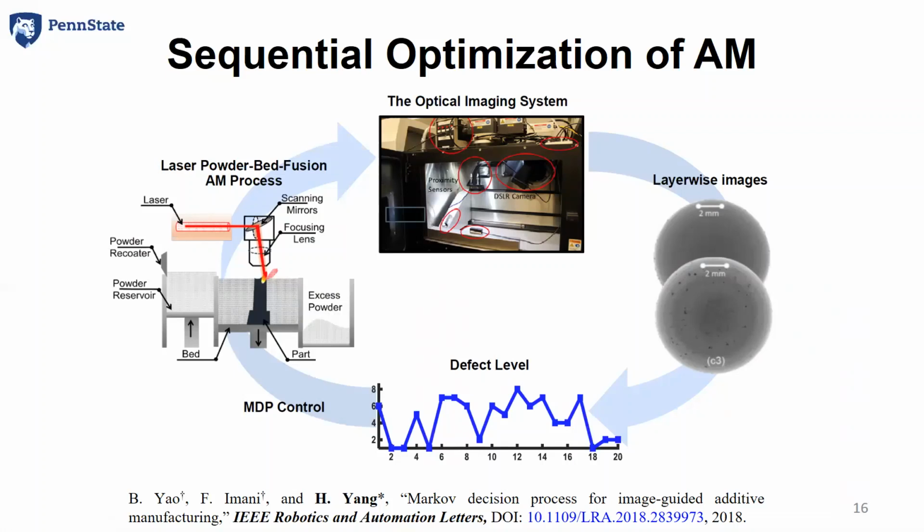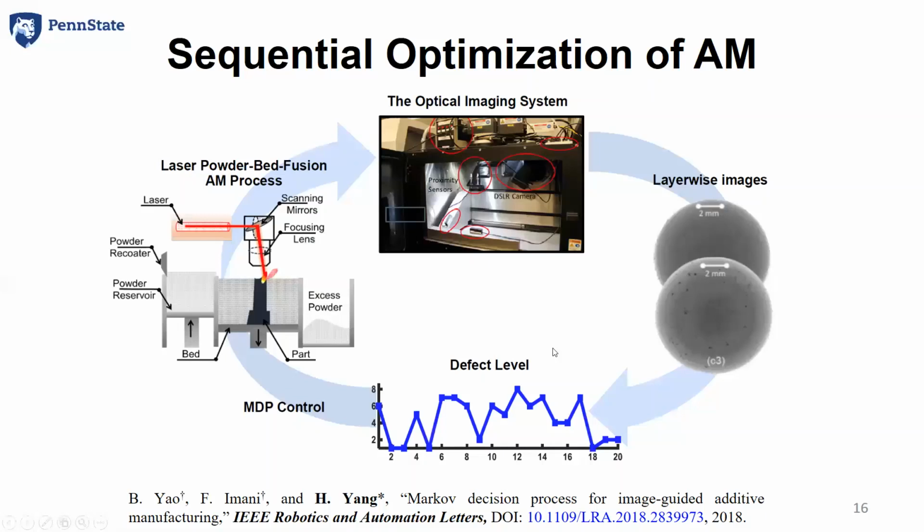So it will be better if we do the control actions in each layer, to make sure every layer achieves high quality. If one part has 100 layers, then we want to make sure every layer is manufactured with high quality, so that the final part is defect-free.